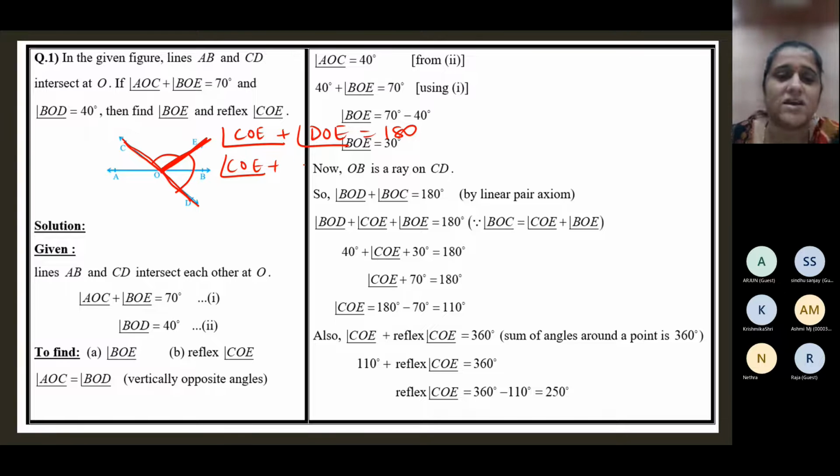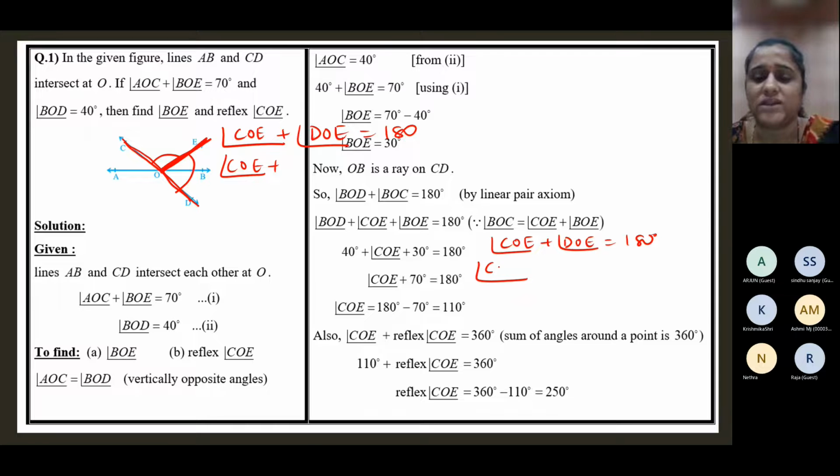DOB, correct. So DOE, tell me again, Netra. Yes, ma'am. EOB. COE we have to find. So let's write that as it is. Plus, yeah, tell me now. Angle EOB plus angle BOD. Very good. BOD, correct. Is equal to 180.